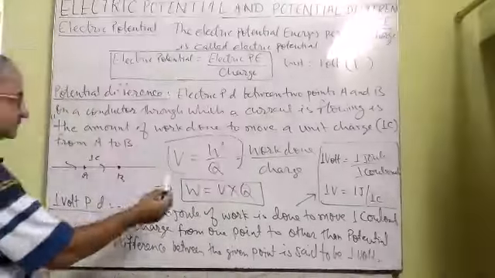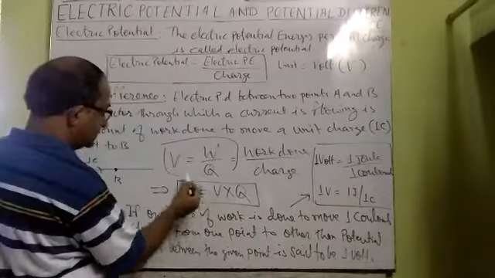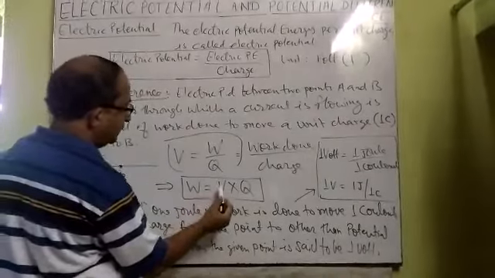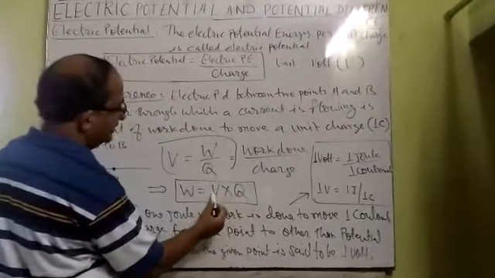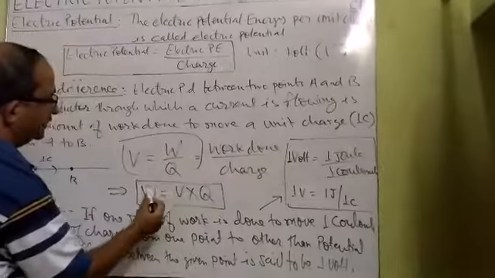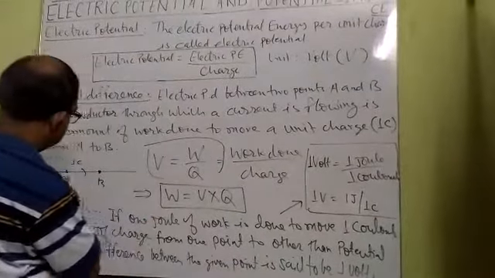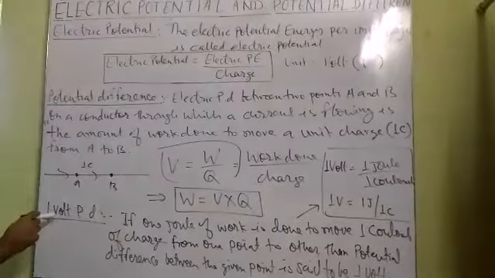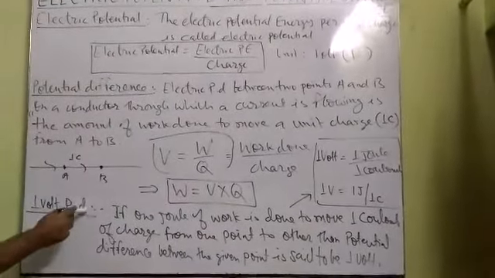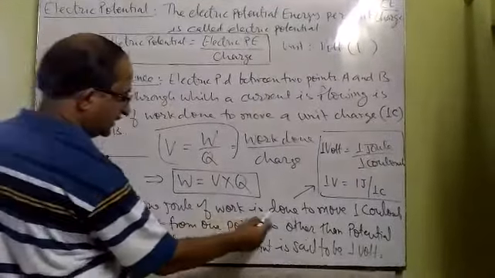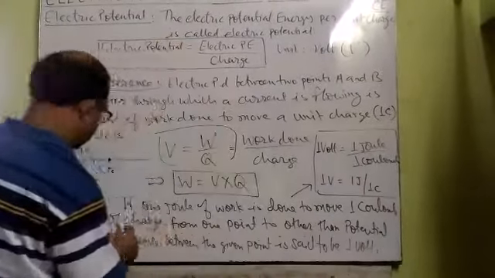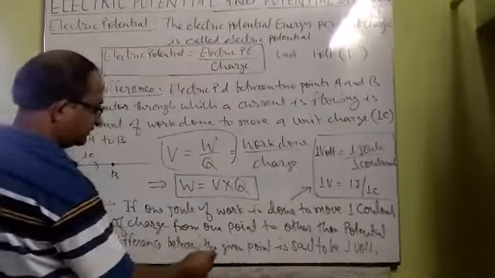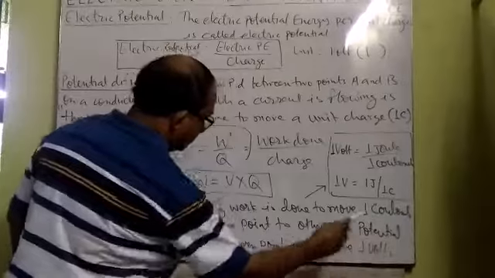Now we shall define the formula for work done. Since V is equal to W by Q, work done can be calculated as V times Q. Potential difference multiplied by charge gives the total amount of work done when the charge flows through the conducting wire. When will we say that the potential difference is 1 volt? If 1 joule of work is done to move 1 coulomb of charge from one point to another, then the potential difference between the two points is said to be 1 volt.